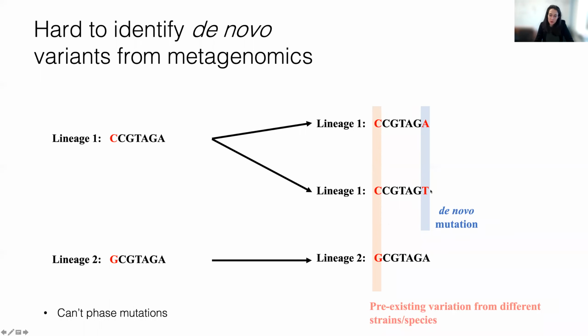Moreover, even if you can remove these pre-existing variants and just look at de novo mutations, it's impossible to know which de novo mutations are in the same cell. And so you're not going to be able to make these trees, which will really enable powerful inferences.